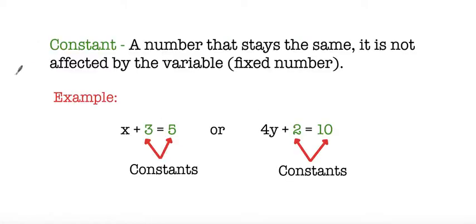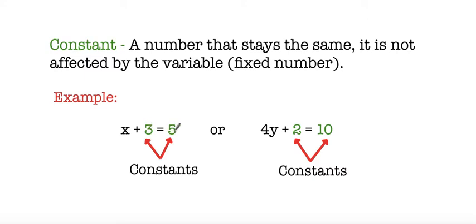And now we have a constant. So a constant is a number that stays the same. It is not affected by the variable because it's a fixed number. So here I have two examples, and I have x plus 3 is equal to 5. Even though we're adding 3 to the x, our 3 is not being affected directly by the x. And what that means is it's not multiplied by the x. So our 3 here is independent. We have our x and we have our 3, and they're separate from each other.